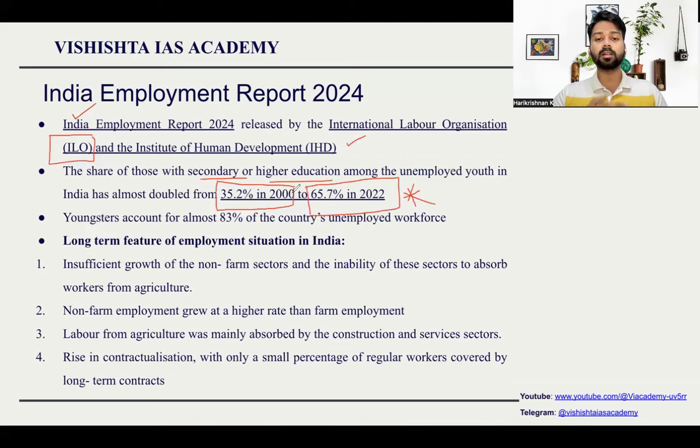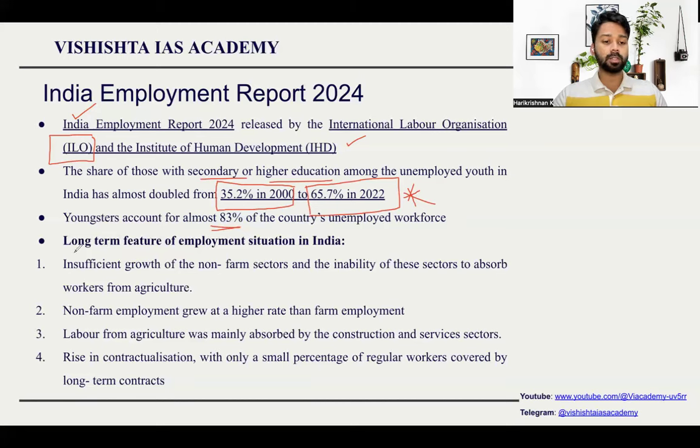So this is a very concerning scenario in India, because if you tell that people who are not educated are unemployed, that's a completely different scenario. But people who are educated, who have completed secondary education, higher secondary education, and are not able to get a job is a very concerning situation. Youngsters account for almost 83 percentage of the country's unemployed workforce. So these points are important.